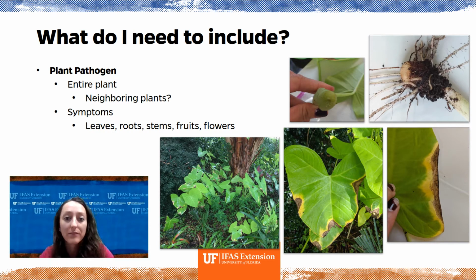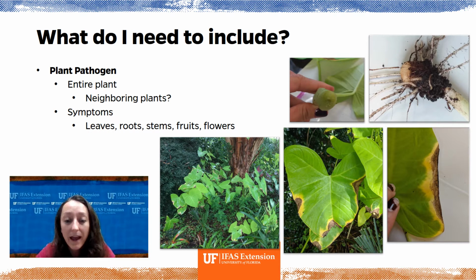For example, if you have a neighboring plant that's healthy, we have an idea of what a healthy plant should look like and what's happening with your not so healthy plant. Or if you have other plants of different species nearby that are also affected with similar symptoms, this might also give us context to what's going on with your plant. And then you also want to include the symptomology, and this could be anywhere on the plant. Is it in the leaves, roots, stems, fruits, or flowers? Or it could be on multiple parts of the plant.